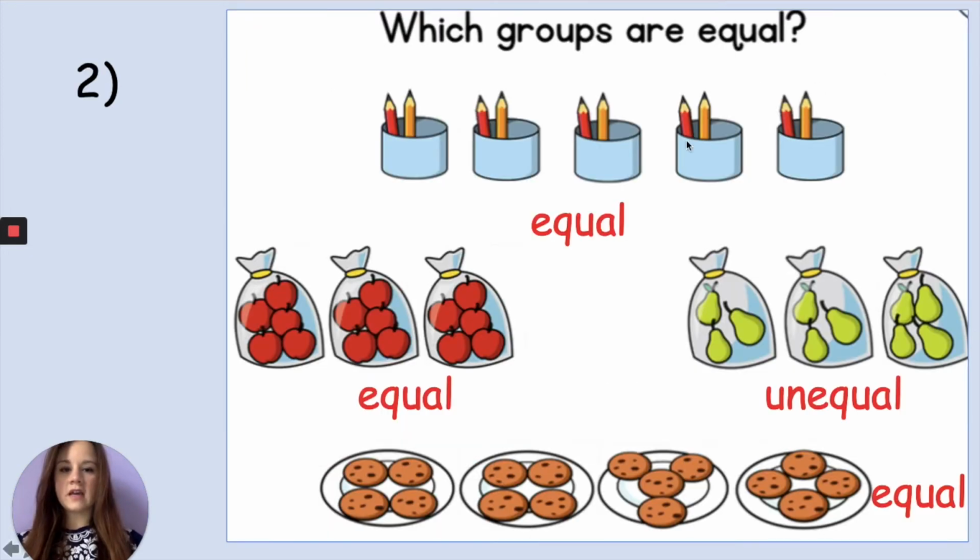Which groups are equal? So this one is equal with the pencils because each pot has 2 pencils. These apples are equal because there are 5 apples in each bag. The pears are unequal because these 2 bags have 3 pears and this one has 4, so they are not the same. They are different, they are unequal.